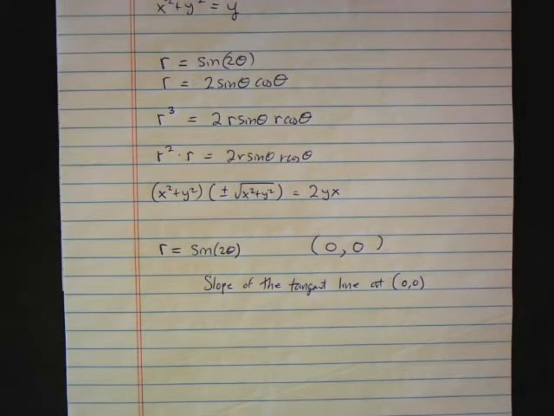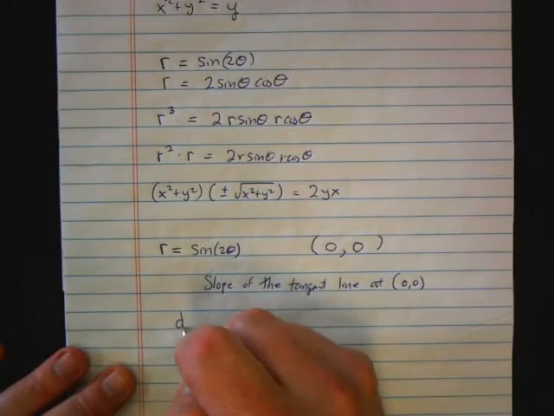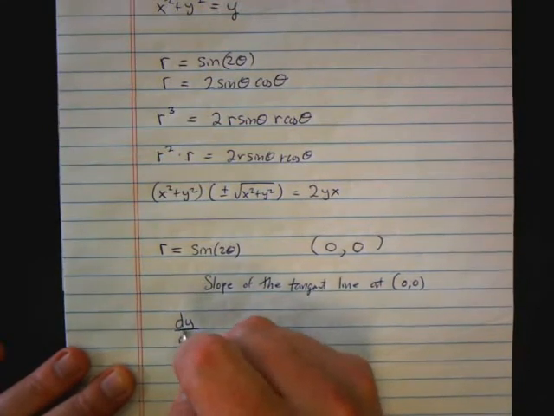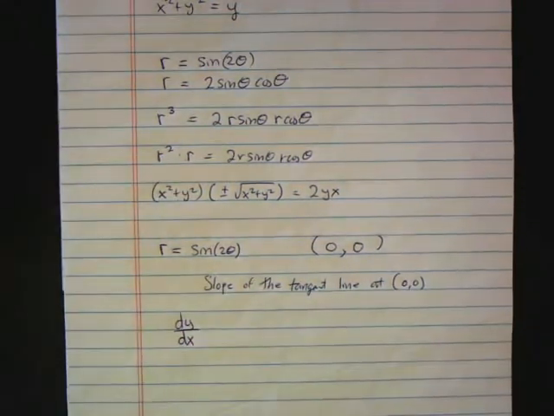How do I find the slope of the tangent line? I have to find the derivative. But when you say derivative, you're talking dy dx, aren't you? Could you do dr d theta? I could do dr d theta. That would give me a derivative, but it would not give me the slope of the tangent line. The slope of the tangent line is always dy dx. So the question is, how do I find dy dx when I'm in polar form?